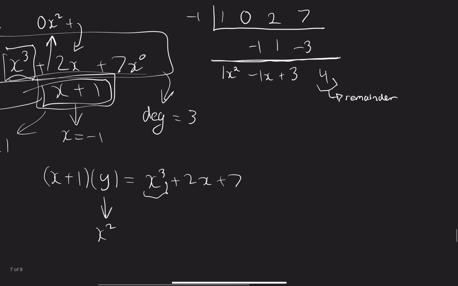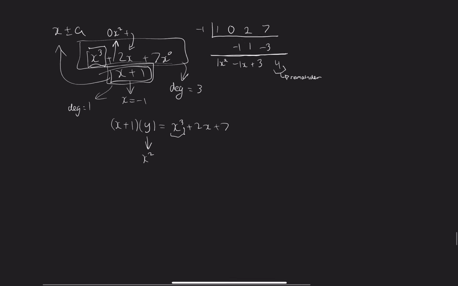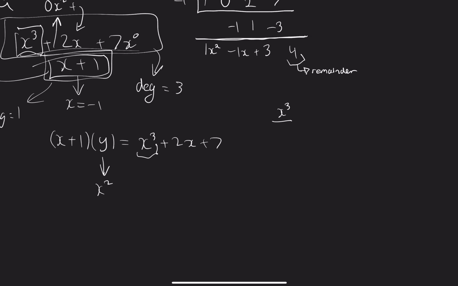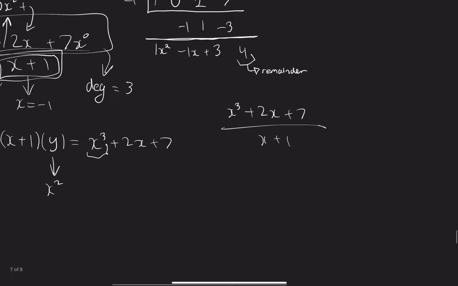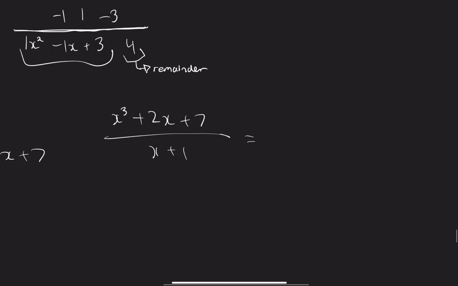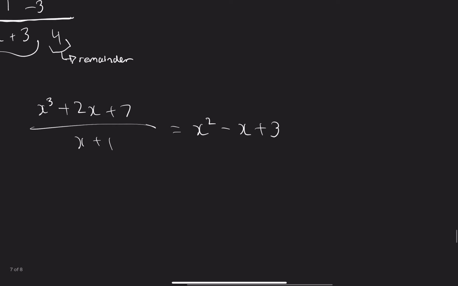I guess now we should probably write this in the proper form, which is, gosh, this is really messy, isn't it? Sorry about that. Which is x cubed plus 2x plus 7 divided by x plus 1 equals our quotient, which is x squared minus 1x, which is minus x, I should write, plus 3. And then we've got the plus 4 over the divisor, which is x plus 1 over here. So yeah, this is what we get.